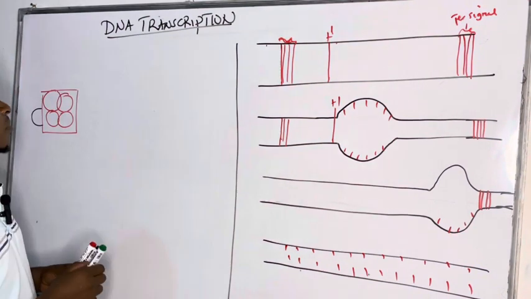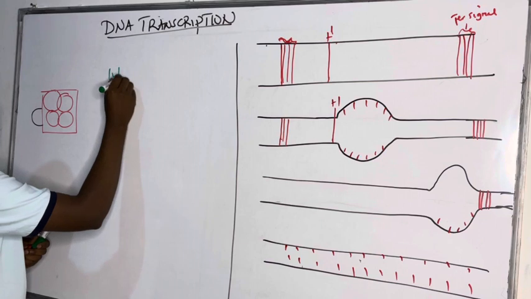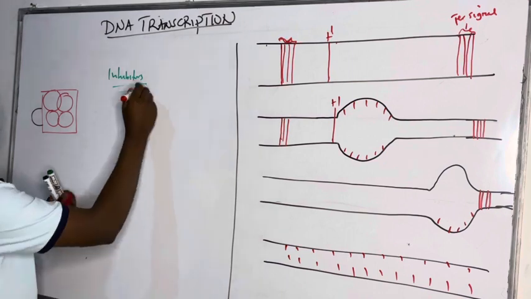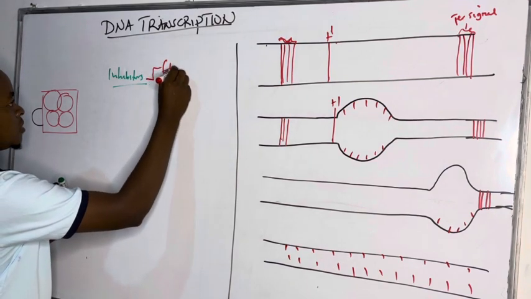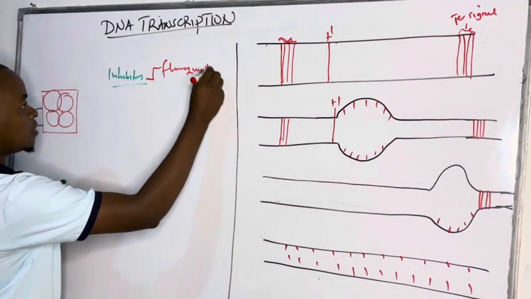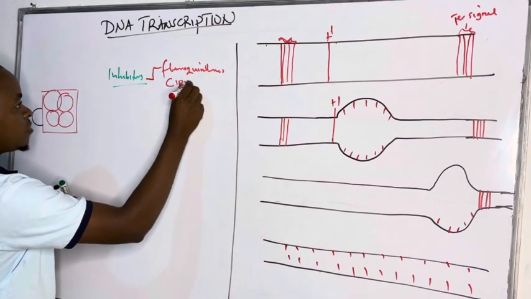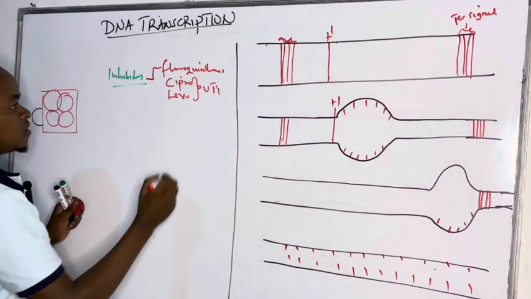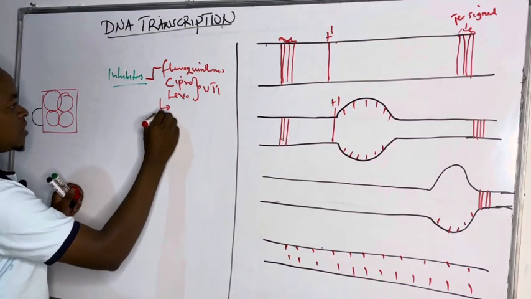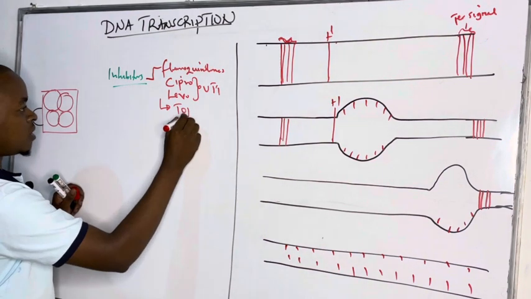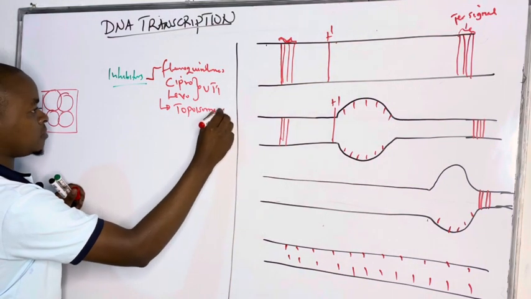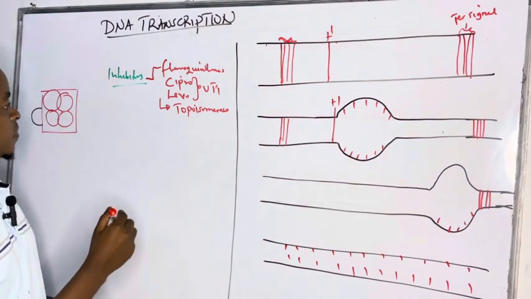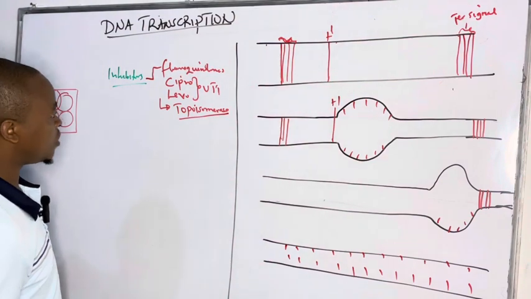We saw that there are drugs or inhibitors that we can use to inhibit replication. The inhibitors include fluoroquinolones, like ciprofloxacin and levofloxacin, which are used to treat UTIs, and they act by inhibiting DNA topoisomerase. They inhibit topoisomerase, which we saw is the enzyme that relieves the supercoils.